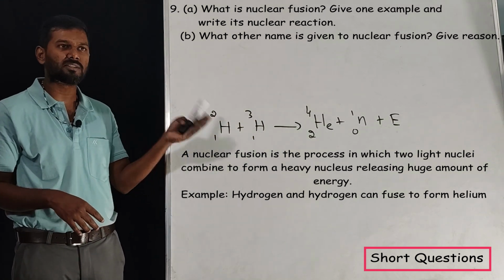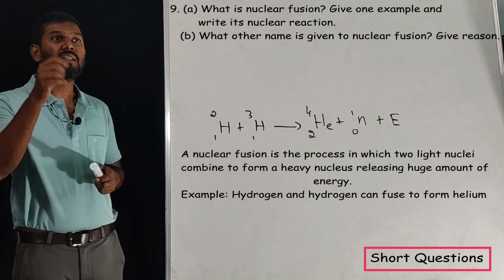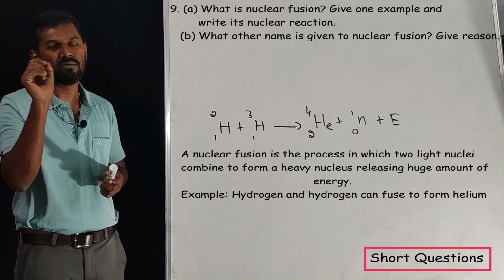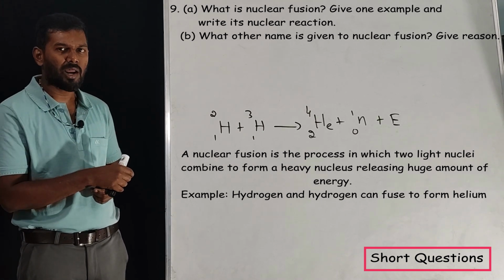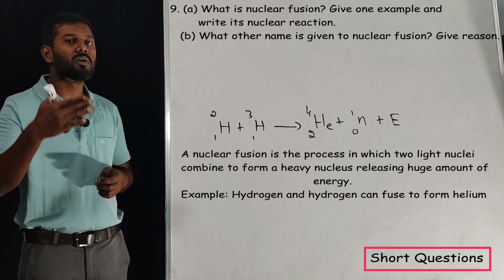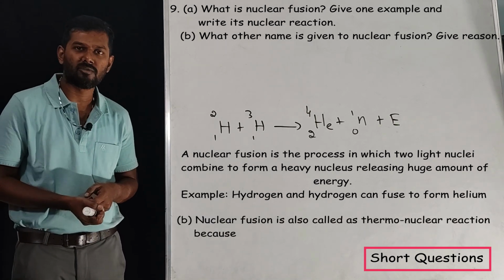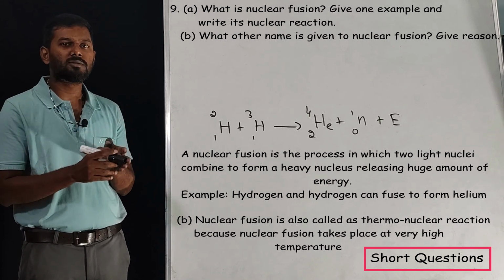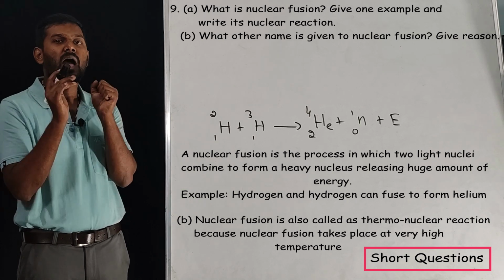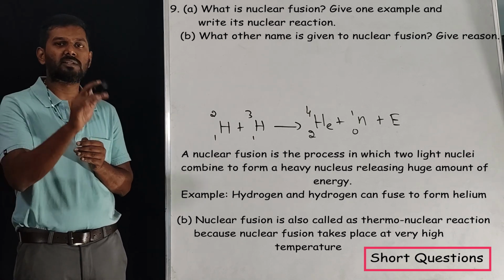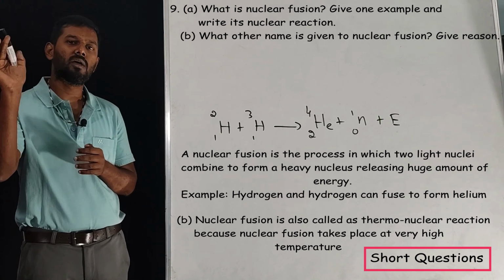This is the equation or reaction they are looking for, and they are asking one more question: what other name is given to nuclear fusion, and give the reason? Very simple. We have learnt this in the concept video, right? What is another name? Thermonuclear fusion reaction. And they are asking for the reason also. Why? Because the nuclear fusion reaction happens at a very high temperature. That's why it is also called the thermonuclear fusion reaction or thermonuclear reaction.